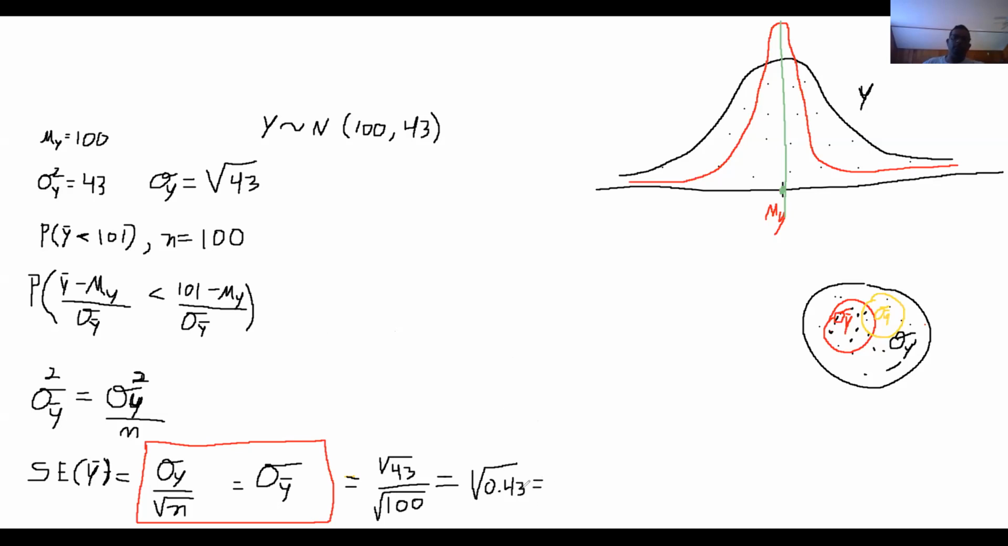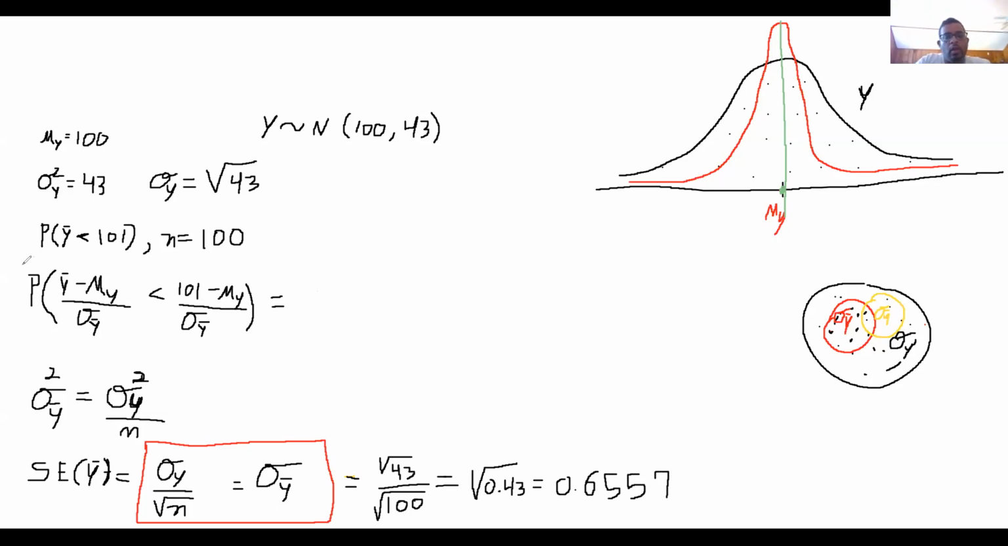Can you tell me what that number is? Yeah, if you can calculate. No, the square root of 43 is, yeah, here you go, 0.655744. I think 0.6557 is enough.